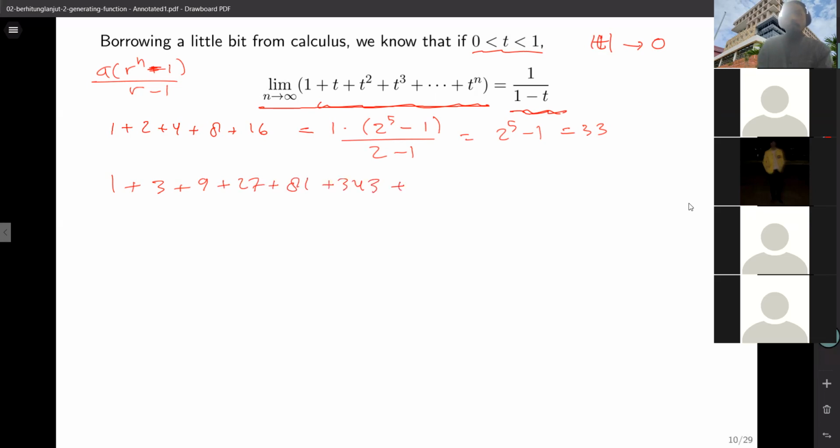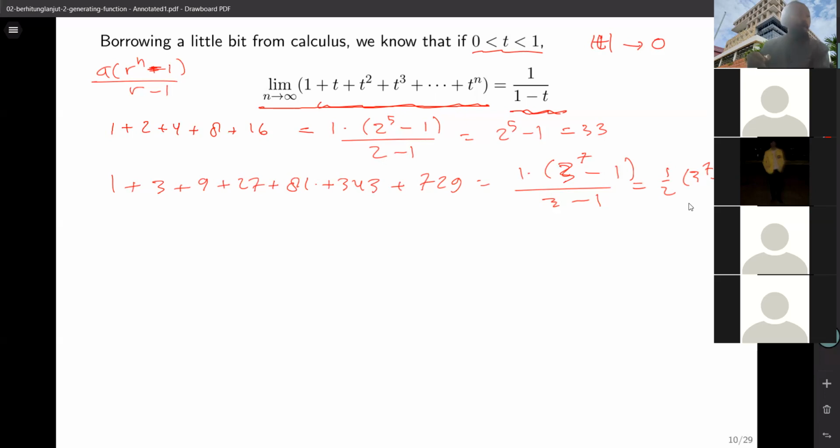Similarly, if we have this, plus 3, plus 9, plus 27, plus 81, plus 243, plus 729, for example, this would be 1 times (3 to the power of 7 minus 1) divided by (3 minus 1), which is, of course, 1/2 times this. Then you would have it, right?